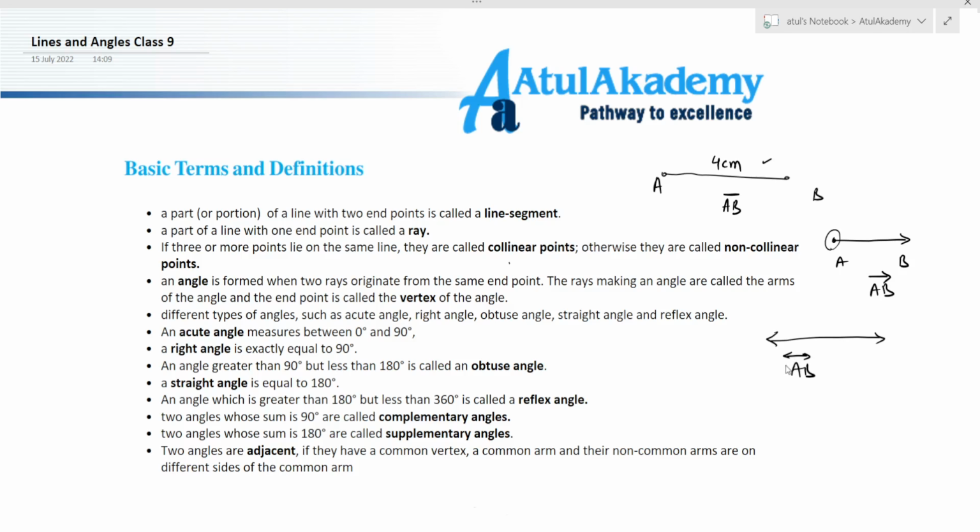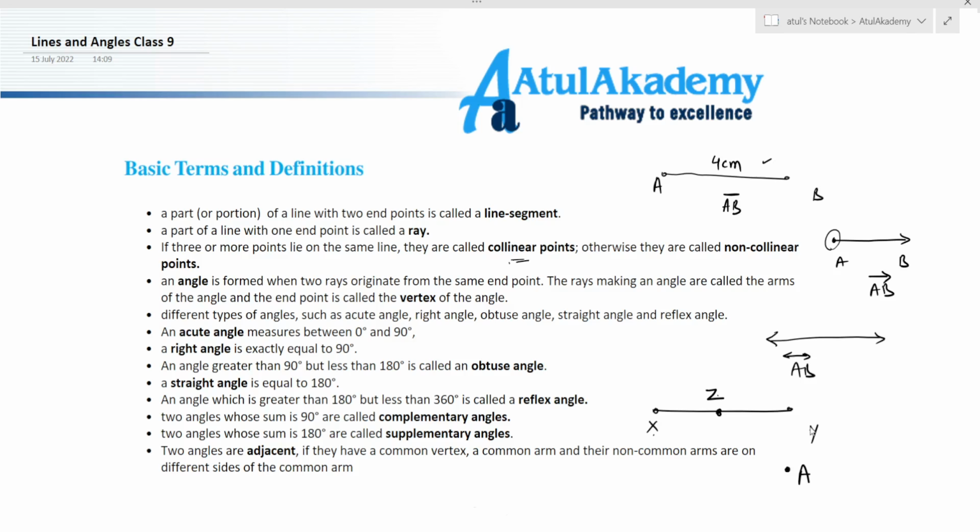That's a line. Now on a line, if I put some points, let's say I have a line XY. On that, if I put some point over here, let's say Z. So these points are on the same line, X, Z, Y. So they all are collinear points because they're on the same line. But if I put a point over here, let's say A, so this A is non-collinear with X, Z, and Y. Okay. So I hope this concept of line segment, ray, collinear, non-collinear is clear.